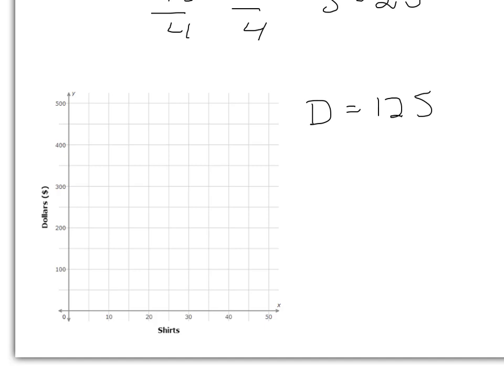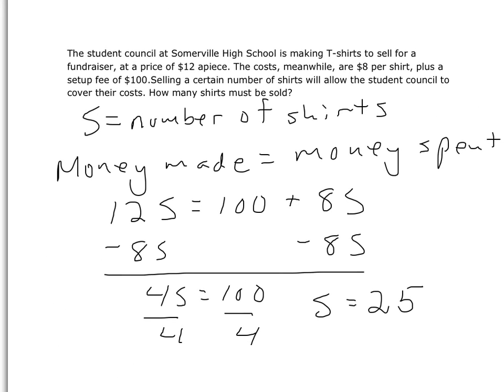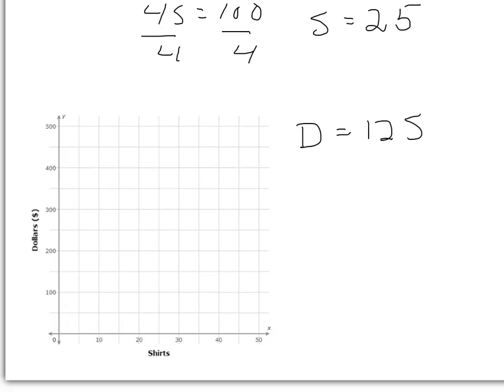And I can also write another equation for the money I spent. So there was a setup fee of $100 plus $8 per shirt. So the dollars spent is $100 setup fee plus $8 per shirt. And I want to know when those two things are going to be the same. So let's graph them. So I'm going to start off at 0.